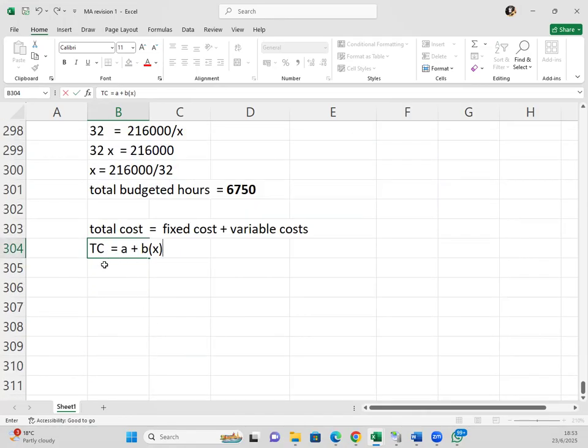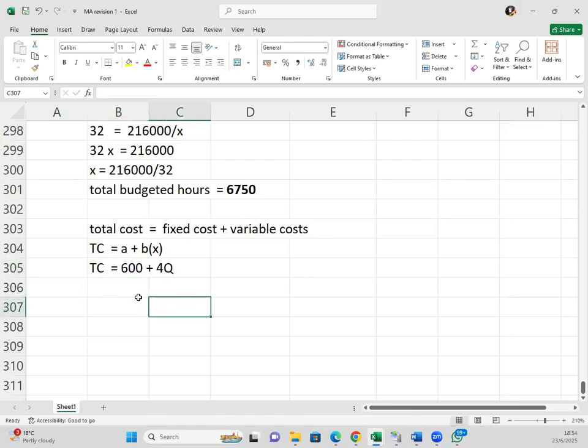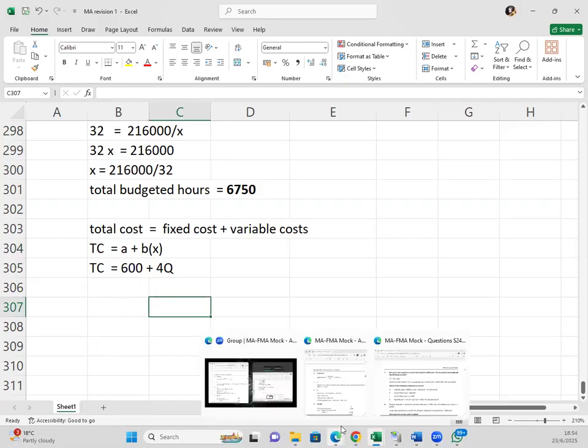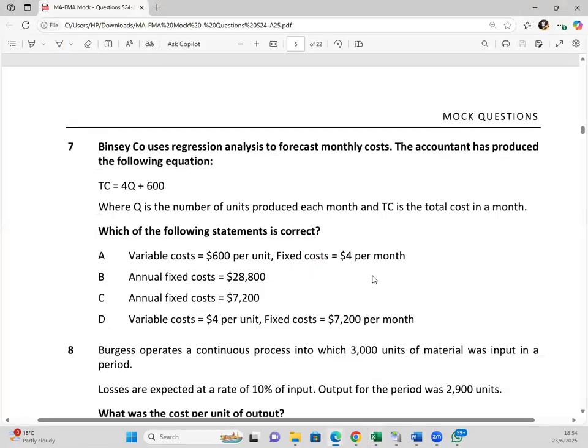In this case, they have not used B, they've given us figures. They've said total cost is equal to 600 plus 4. Instead of using X for the units, they've used Q, and they've actually told you that the units are represented by Q. So in this case, the 4 is the variable cost per unit. Then the 600 is the fixed cost, but let's check from the answers.